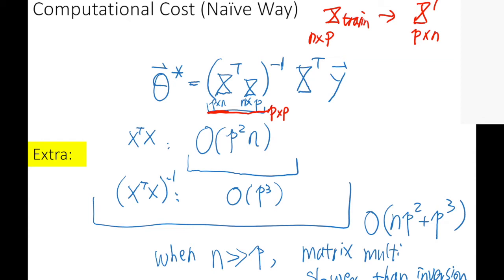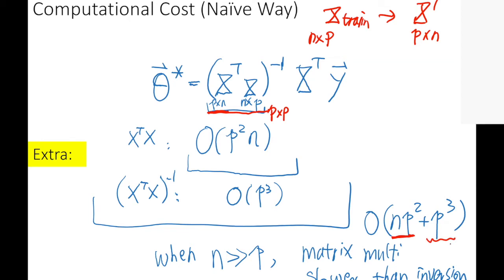You can actually check it out and do it by yourself. Not that difficult too. So when you put them together, the training cost is O(n p squared plus p cubed). And in most cases, we have much larger n than p, which means our training operation is dominated by the first term. But in many biomedical data, in fact, p is much larger than n. And in those data, your cost is dominated by this p cubed term.